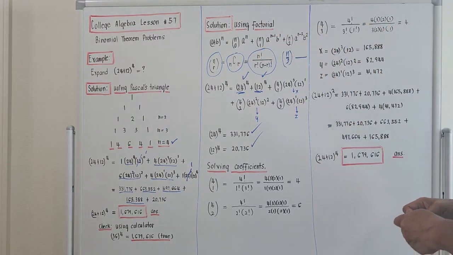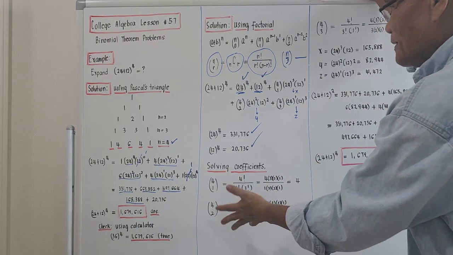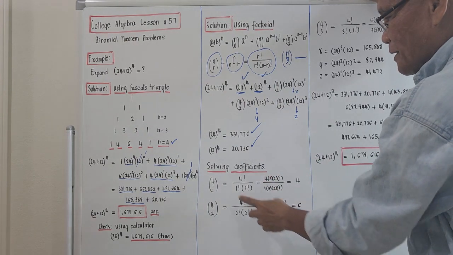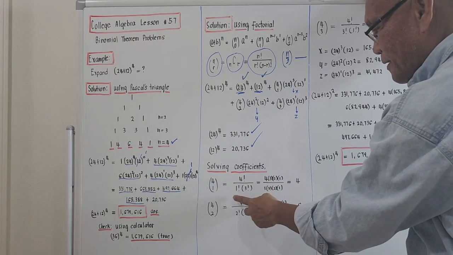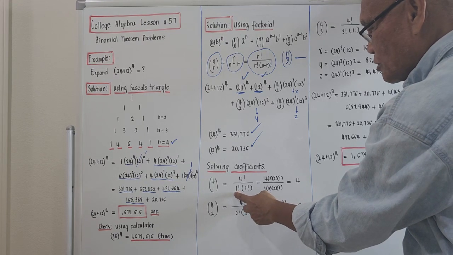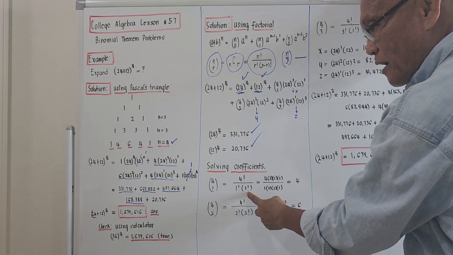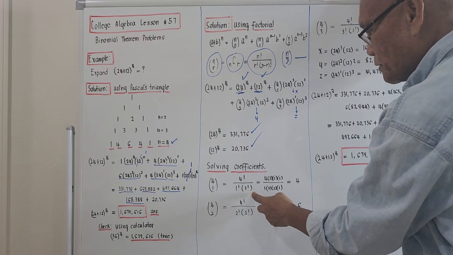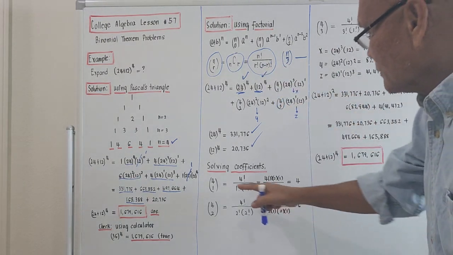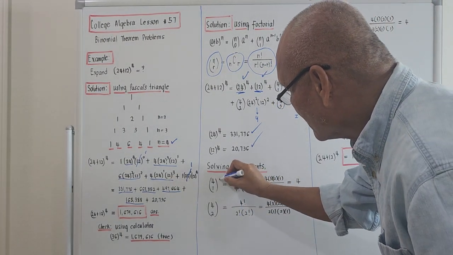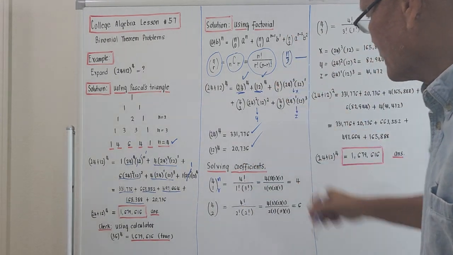Right? So solving coefficients. For the coefficient 4 and 1, following this equation here, if this is 4 and this is 1, this should be 4 factorial. R is actually 1, so this should be 1 factorial. This one here is n minus r, so 4 minus 1, this should be 3 factorial. Right? So we are following this. The top one is n, and this is r on the formula.